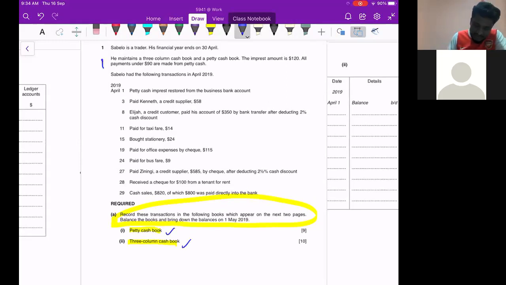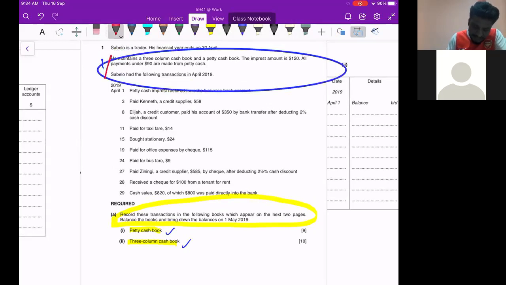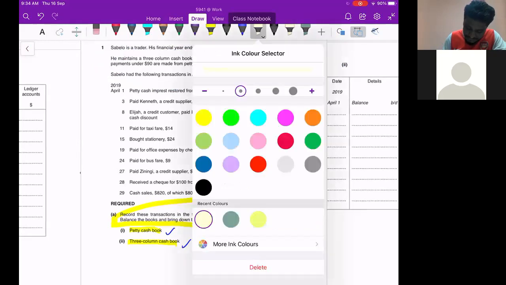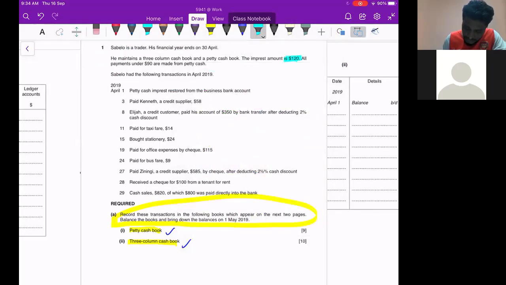To know that, I will read the first paragraph here. Sabullah is a trader. His financial year ends on 30th April. He maintains a 3-column cash book and a petty cash book. The imprest amount is $120, and all payments under $90 will be in the petty cash book. So this is your key point: any payment below $90 will go to the petty cash book. You understand this? Okay.